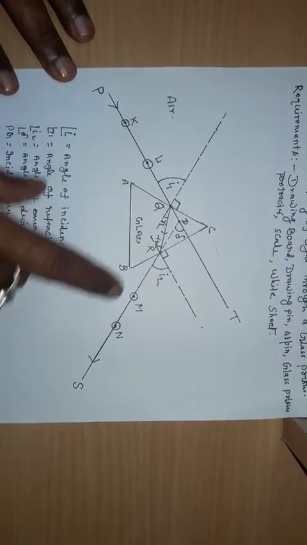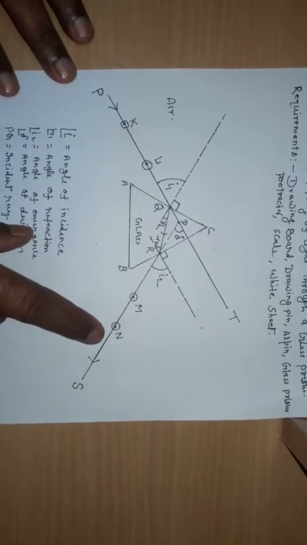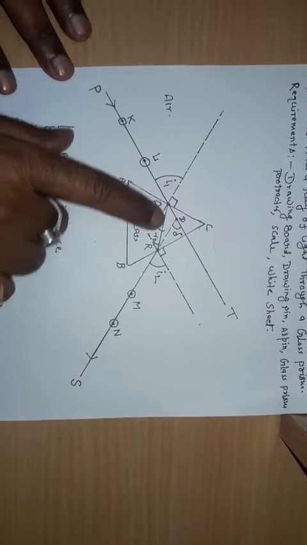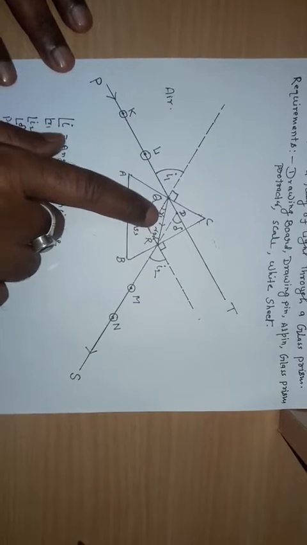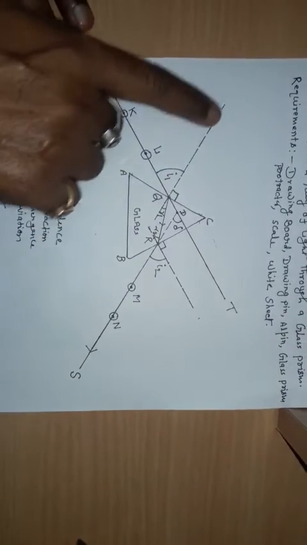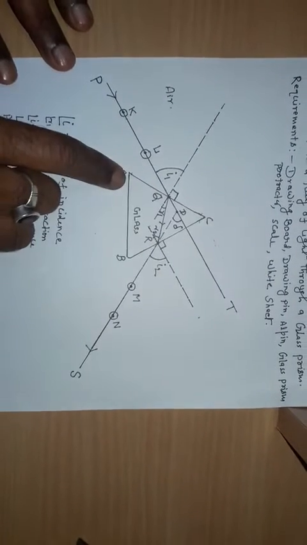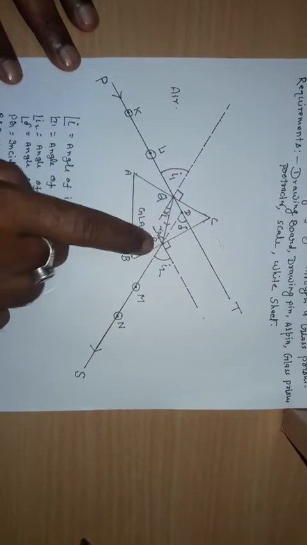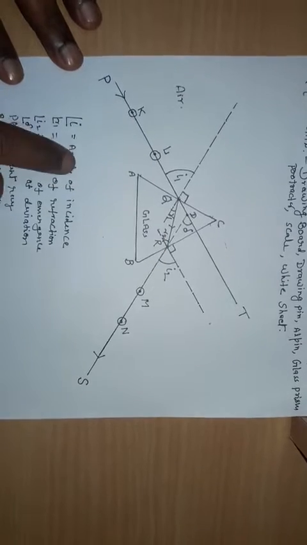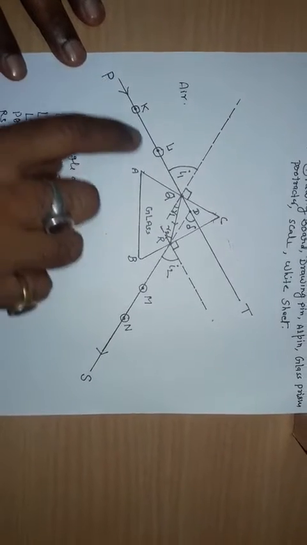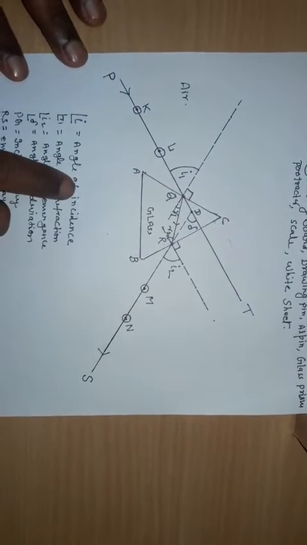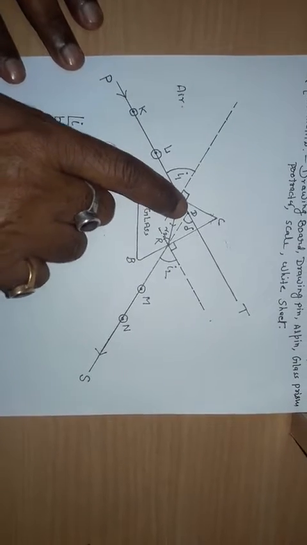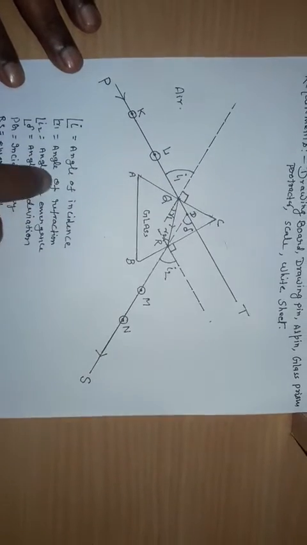Join the RS line through MN and QR line, which is your refracted ray. Join QR and draw a perpendicular at the face AC at Q and a perpendicular at face BC at point R. Now you extend the PQ up to T and you extend the line RS up to D point, which is on PT.